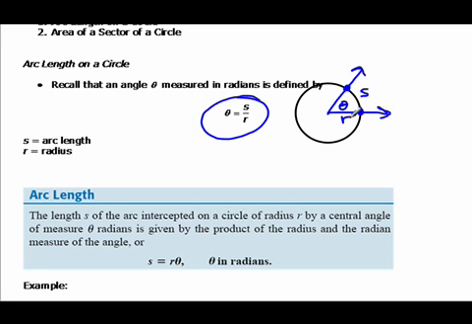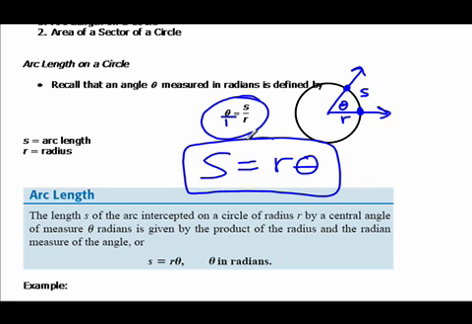Well, now let's take that equation and cross multiply, thinking of theta over 1. And when we cross multiply, we get S is equal to R times theta. So there is a small formula for finding S, which is arc length. We simply take the radius of the circle and multiply that by the angle in question, and the angle must be in radians. Must be in radians.